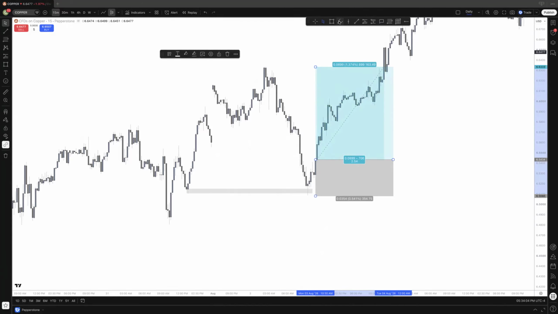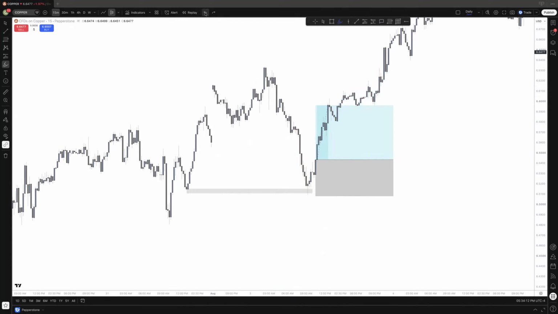Why is it called a V-shaped recovery? Because it forms a V shape. Aggressive push down, aggressive push out. And whoops, and that's what I was looking for, and that's the trade that I didn't take.